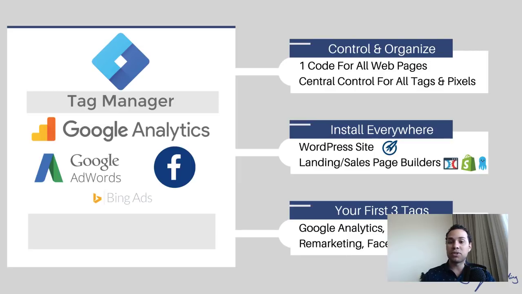So what we'll do is we'll go through each one of these. Again, table of contents if you want to skip around. So with that, let's go ahead and take a look at each one of these tag installations. The first tag we're going to set up is Google Analytics.